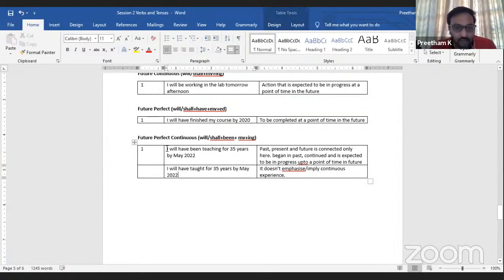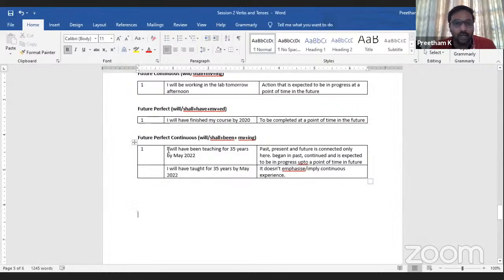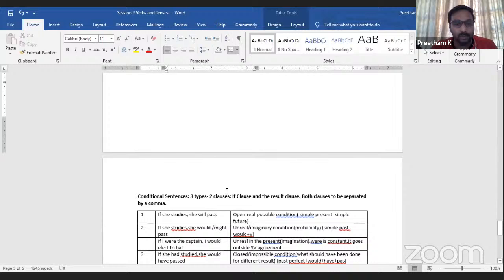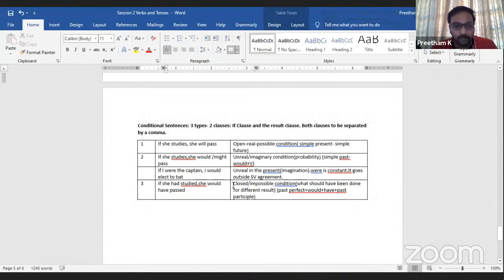So can you identify the difference between these two statements? If somebody says, I will have taught for 35 years by May 2022, or I will have been teaching for 35 years by May 2022, what is the difference? In the first example, it denotes that for the entire 35 years, this person was in the teaching field itself. Whereas here, it just says 35 years he has taught, but remaining other experiences he could have. It could be industrial experience or research experience.